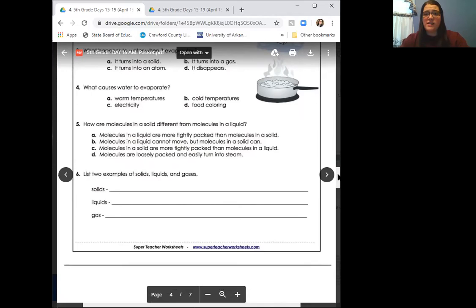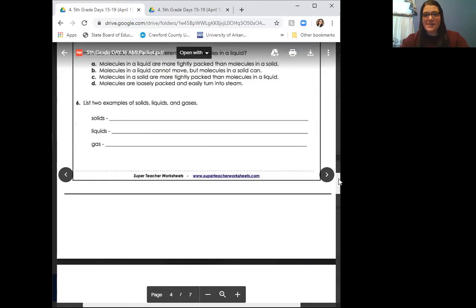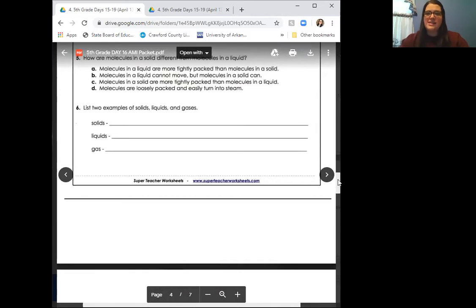A, molecules in a liquid are more tightly packed than molecules in a solid. B, molecules in a liquid cannot move, but molecules in a solid can. C, molecules in a solid are more tightly packed than molecules in a liquid. Or D, molecules are loosely packed and easily turn into steam. And then your last question is question 6. List 2 examples of solids, liquids, and gases.